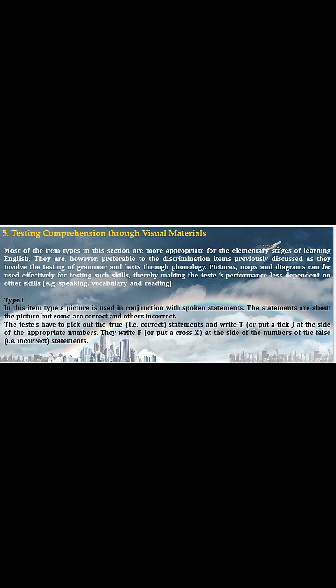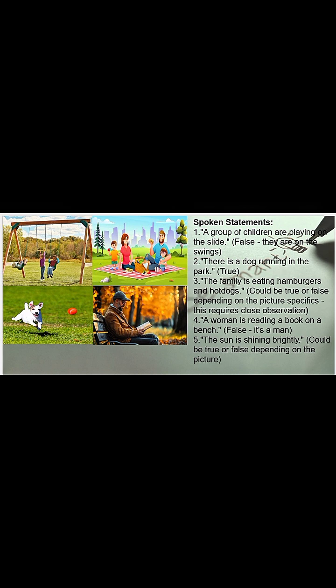We can see this slide. Type 1. As we can see, there are some pictures and some spoken statements beside the pictures. This is an interesting approach that combines visual and auditory information to assess comprehension. Another type of this test, as we can see in this slide, there are some pictures and beside them, there are some statements that the testee can hear based on the pictures. So, the listeners or the testees are required to select the appropriate picture being described.